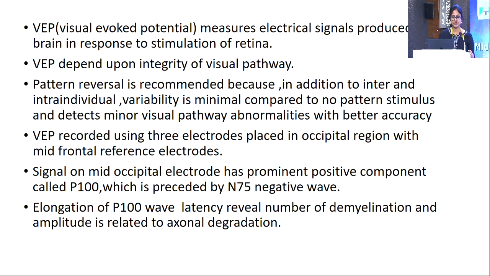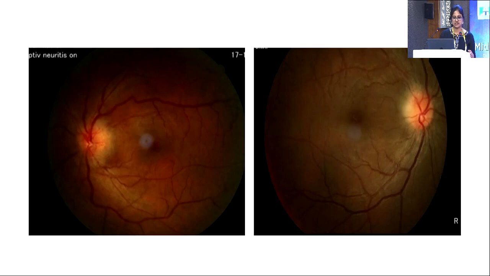It is recorded using 3 electrodes placed in the occipital region with a mid-frontal reference electrode. The signal on the mid-occipital electrode has a prominent positive component called P100, which is preceded by the N75 negative wave. An elongation of P100 wave latency reveals demyelination, and amplitude relates to axonal degradation. These are some of the fundus pictures of patients with optic neuritis.